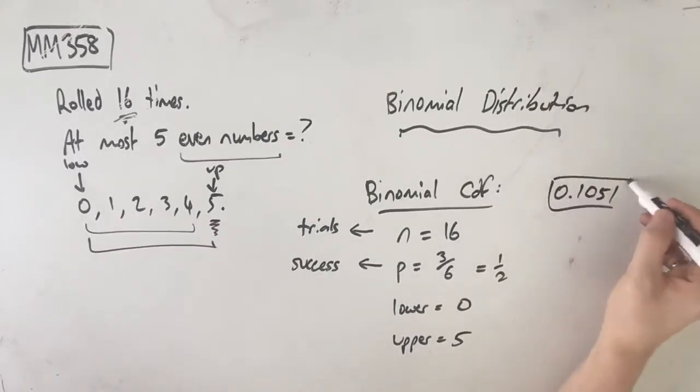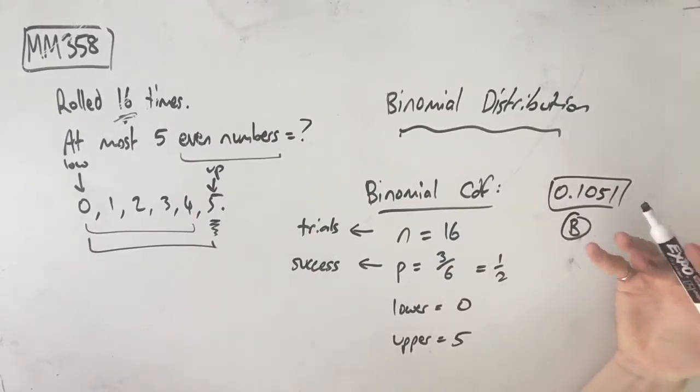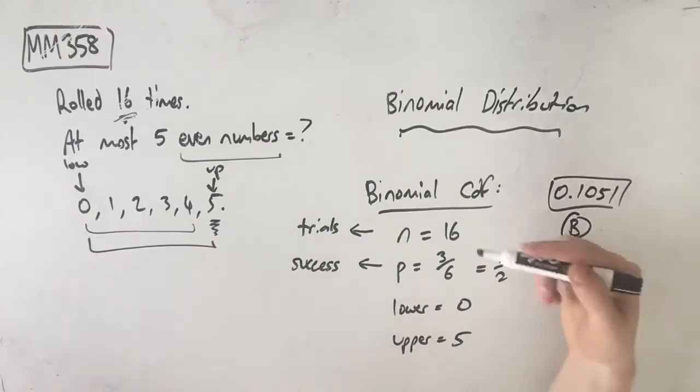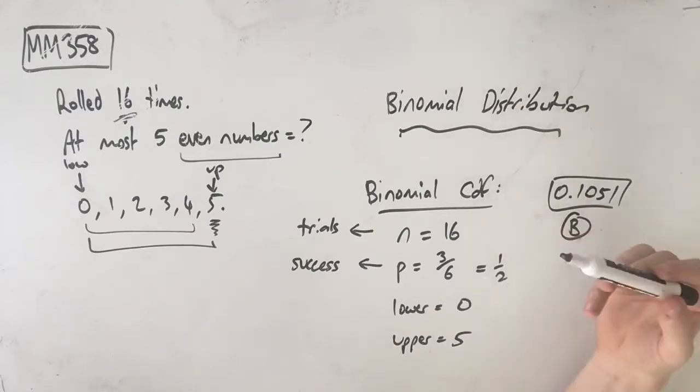And that should pop out an answer of 0.1051, which is our answer of B. Guys, that's it for MM358 with the binomial distribution. You've just got to try and get used to this binomial CDF calculator and just figuring out which of the parts you need to enter it as.